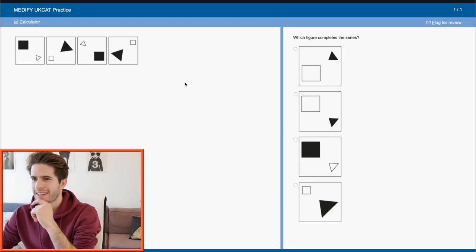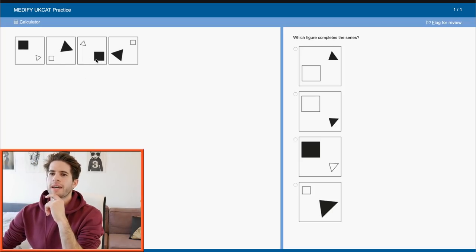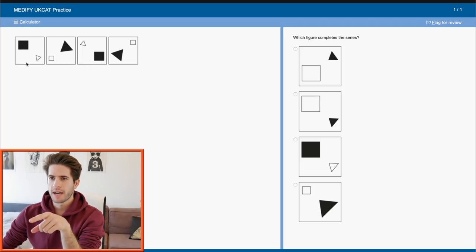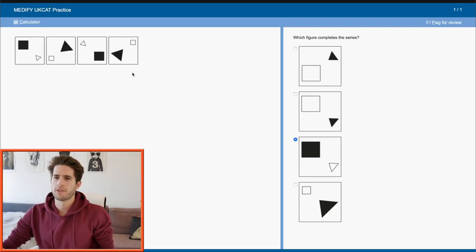Great. Okay, let's try that again. So, okay, I can also see the square is moving down, and then it moves right, and then moves up. So now I want to see a black square in the top left. So that's this one. I don't even need to check anything else. I can move on. You can see the black square. It moves down here, and then right, and then up.